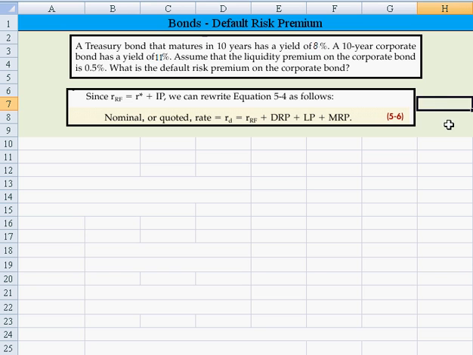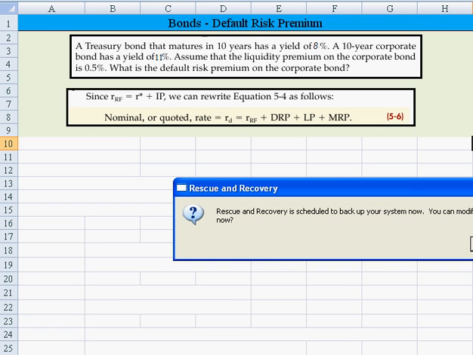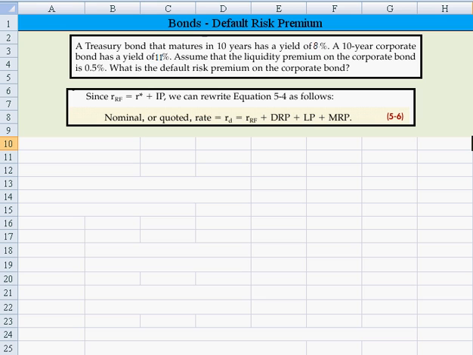Okay, now to the left of my mouse here, what I've just highlighted, is a formula that I think is useful. Remember that the risk-free rate is equal to the real rate plus an inflation premium, and we can also state that a nominal or quoted rate can be stated as the risk-free rate plus a default risk premium, a liquidity premium, and a maturity risk premium, and that's that last half of the equation.